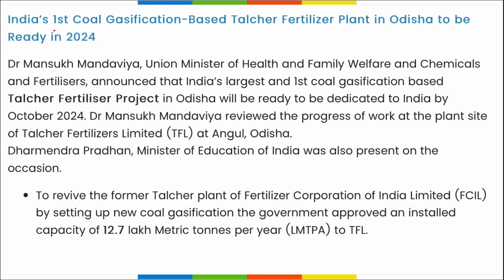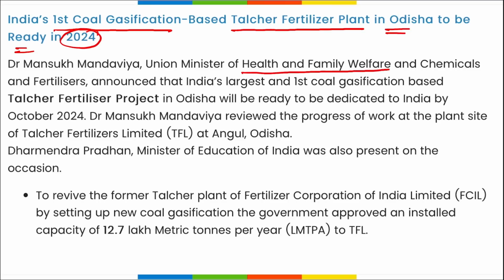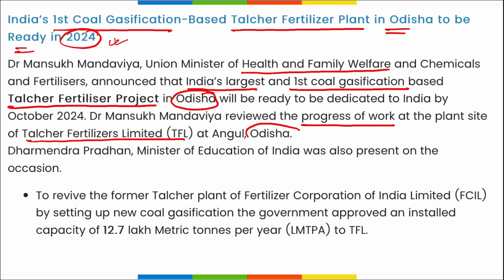Next is India's first coal gasification based Talcher fertilizer plant in Odisha, to be ready in 2024. I repeat, recently Dr. Mansukh Mandviya, our Union Minister of Health and Family Welfare and Chemicals and Fertilizers, announced that India's largest and first coal gasification based Talcher fertilizer project, based in Odisha, will be ready by the end of the year 2024. Also, he reviewed the progress of work at the plant site of Talcher Fertilizer Limited in Odisha. So you have to remember the name Talcher Fertilizer Plant. It is in Odisha and will be India's first coal gasification plant, ready by the end of 2024, that is October 2024.